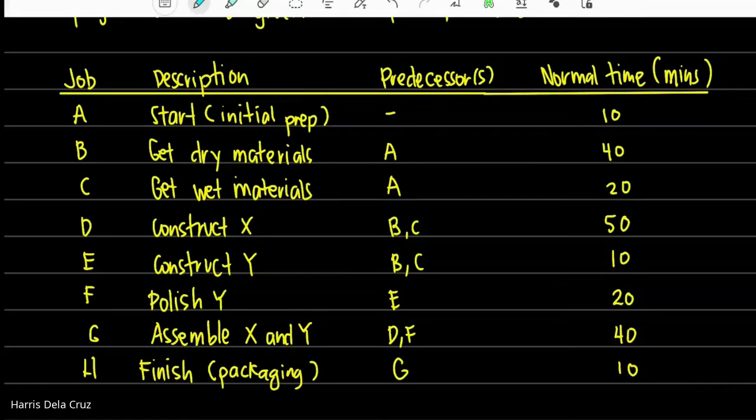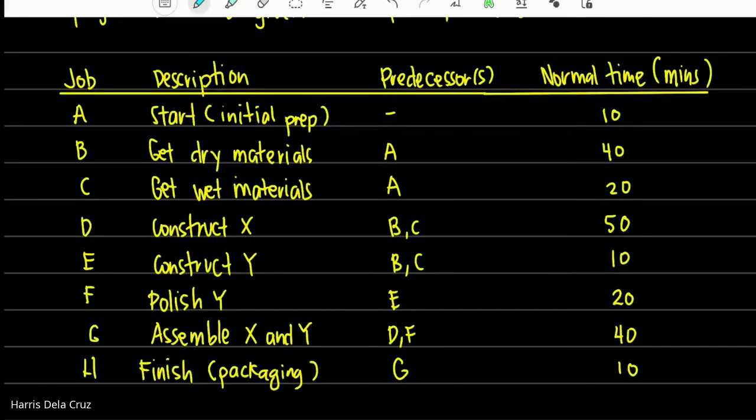So, job D requires 50 minutes and job E requires 10 minutes to complete. Job F is polish Y. Job G is to assemble X and Y. So, of course, for you to polish Y, kailangan nagawa mo na yung Y. So, F is dependent on E, and that requires 20 minutes.